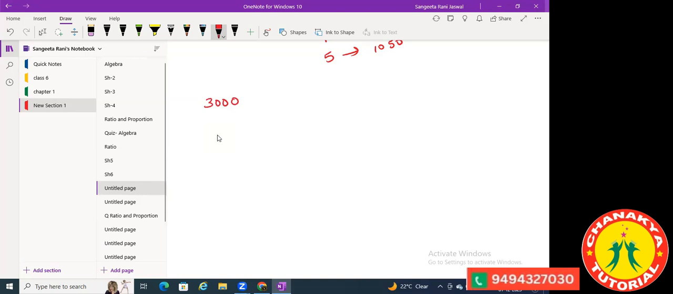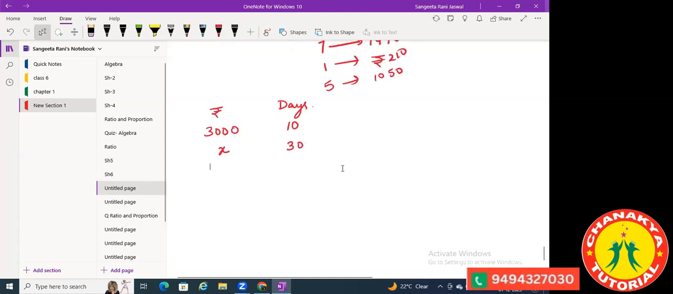Rupees ratio I'm taking this side, and days I'm taking this side. So she's earning 3,000 rupees in 10 days. How much will she earn in 30 days? This is not known to me. So I have taken the ratio like this: 3,000 by X, and this is 10 by 30. The number of days ratio is here, and the salary ratio is here.